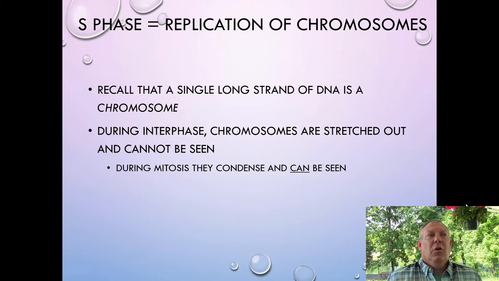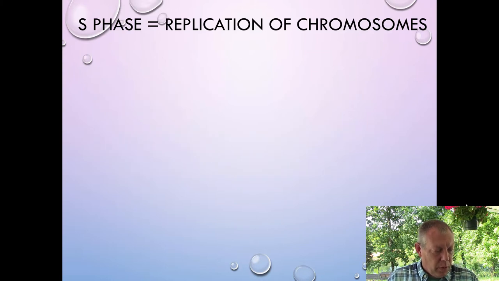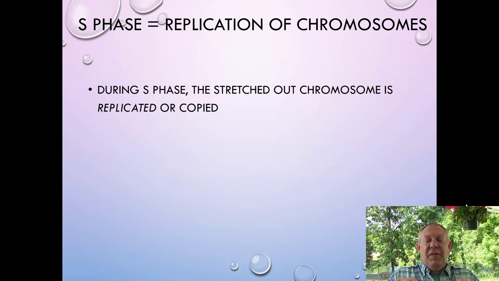So you say, how do you get that much DNA into a single nucleus of a single cell? Well, it has to be incredibly thin. And so when it's uncondensed and stretched out, it's so thin you can't see it with a microscope. But when it condenses during mitosis, then you can see it with a light microscope. So during S phase, you can't see the DNA, but it is replicated and copied. And so you make a perfect copy of every single chromosome. That way, when the cell divides, each cell can get a full complement of all the DNA.